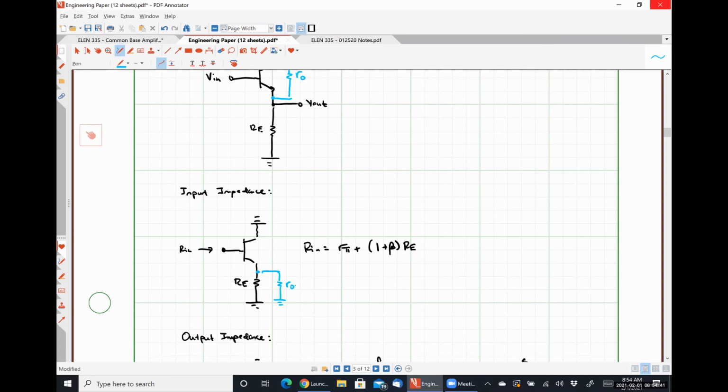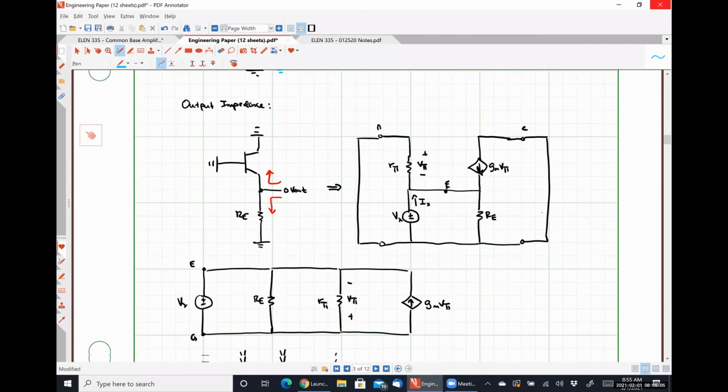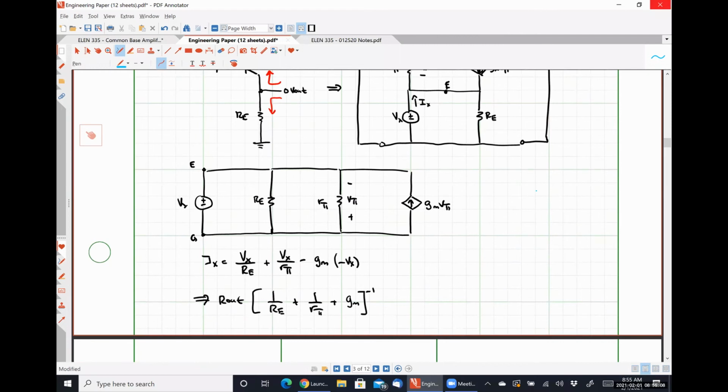So how does that influence our input impedance? Thoughts? When we put a resistor in parallel, what's going to change? We're going to have RE in parallel with R0. How is it going to influence our output impedance? We're just going to have a factor of 1 over R0 in here because it's in parallel with RE. So I'm going to put RE in parallel with R0 there.